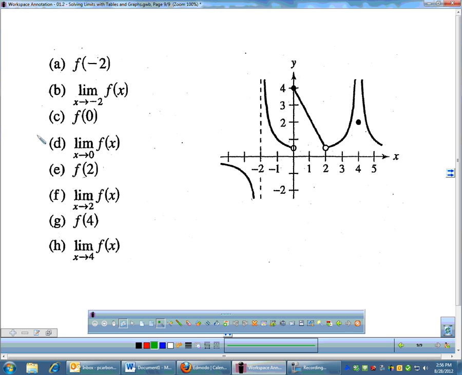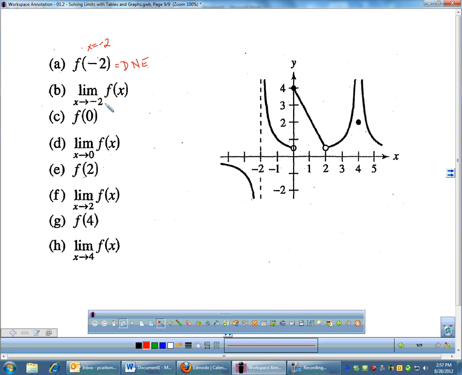And then the last one here. This one I gave you one graph, and we have a lot of questions. So starting at the top, f of -2. Now that's not a limit. I'm asking specifically what's happening at -2. So I'm going to find -2 and look for the graph, and that is actually a vertical asymptote. There is no defined point at -2, so f of -2 does not exist.